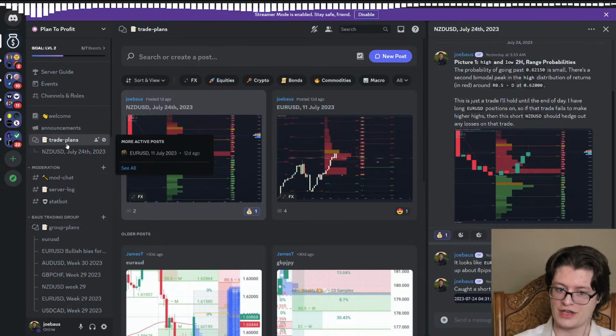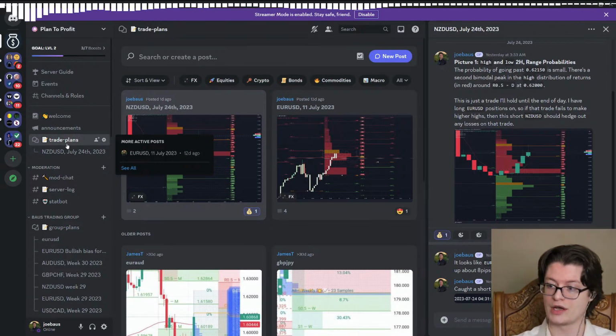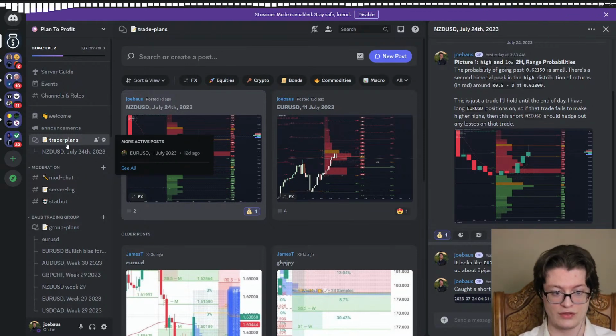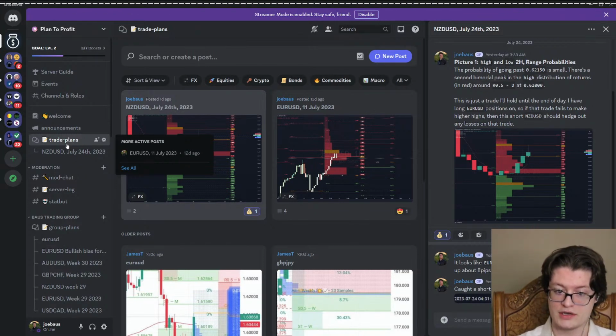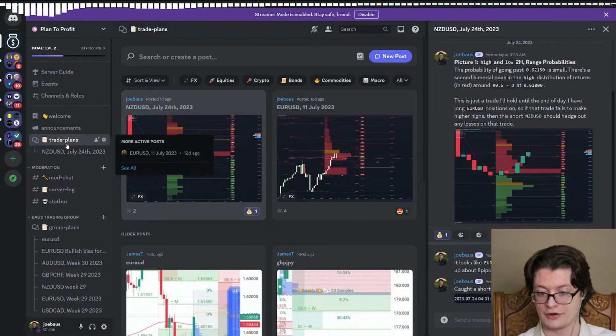But every now and again, I'll post stuff here in the trade plans, and I'll participate with anything you guys post. I'll give feedback using my indicators, and I'll say, hey, there's this thing going on with pivot probabilities for the week or for the month. These are pretty good odds based off interpreting this indicator.